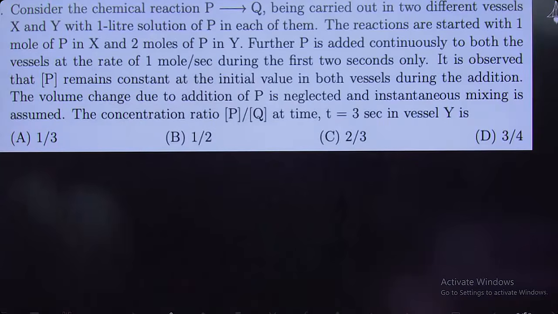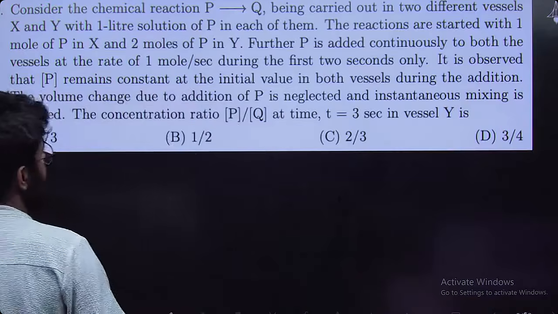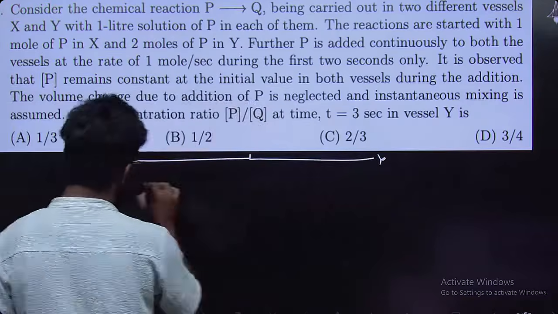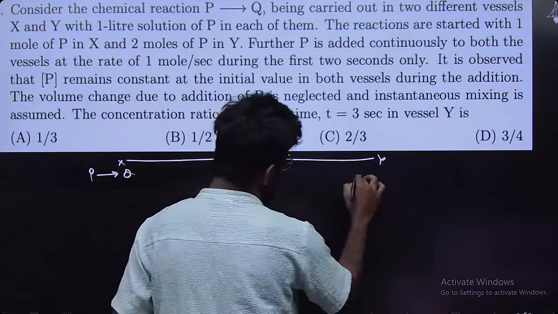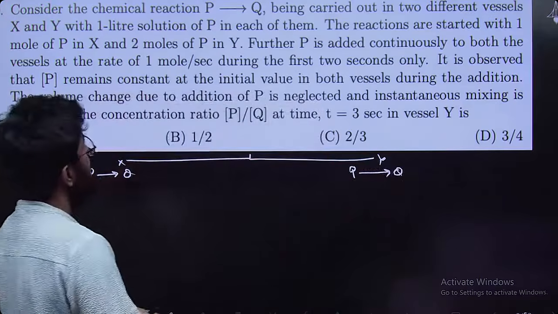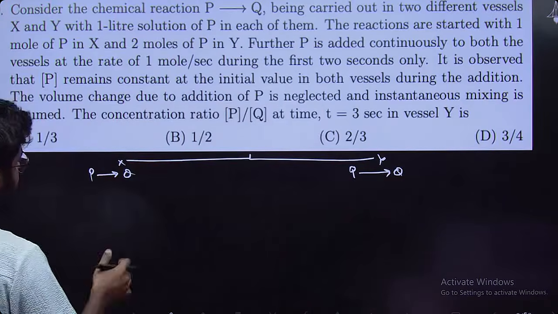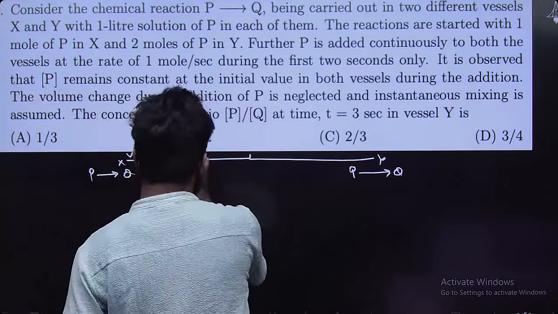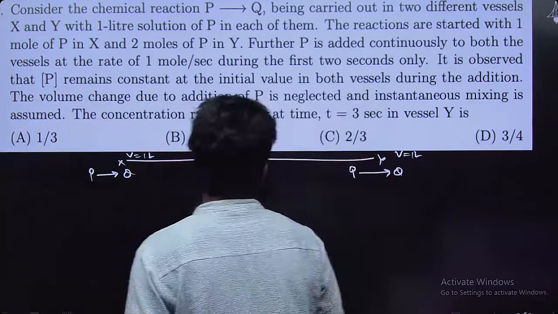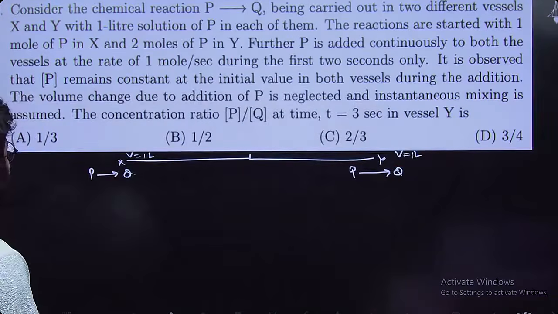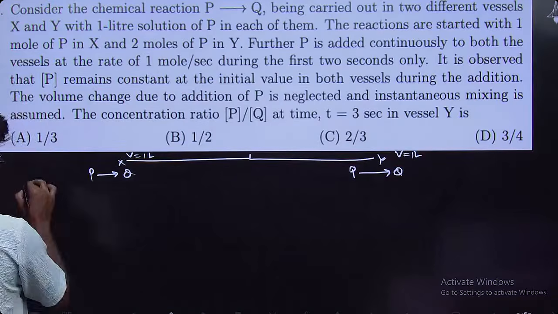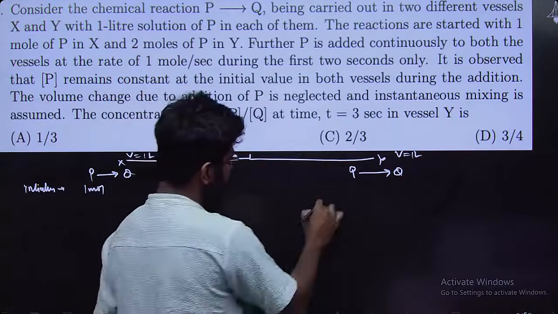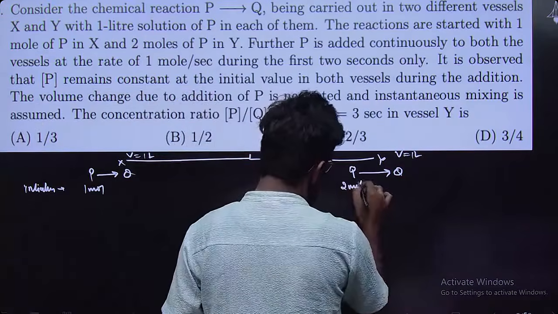So consider the chemical reaction P to Q being carried out in two different vessels, X and Y. So let's take two vessels, X vessel and Y vessel, and in both of them we have the reaction P to Q, right? Now what they are saying is that 1 liter of solution is in each of them. So basically the volume is the same. The volume is 1 liter here, and here also the volume of P is 1 liter, right? Now the reactions are started with 1 mole of P in X and 2 moles of P in Y. That means initially, when the reaction had not started, you have 1 mole of P in the X container, and you have 2 moles of P in the Y container.